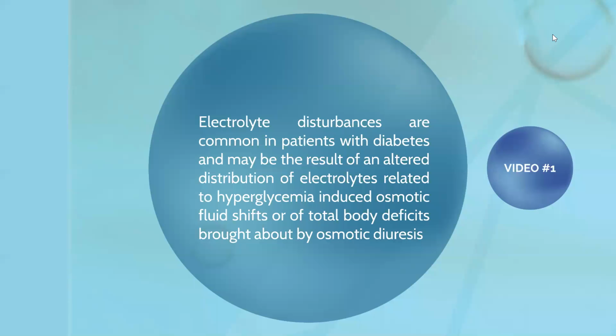Electrolyte disturbances are common in patients with diabetes and may be the result of an altered distribution of electrolytes related to hyperglycemia, induced osmotic fluid shifts, or of total body deficits brought about by osmotic diuresis.